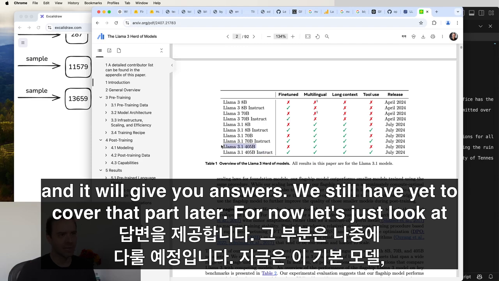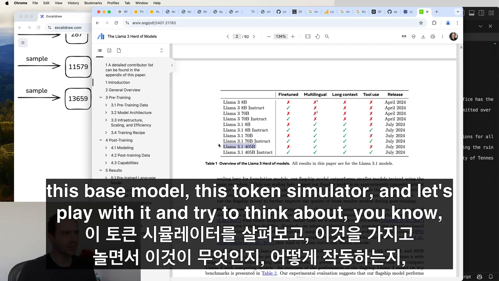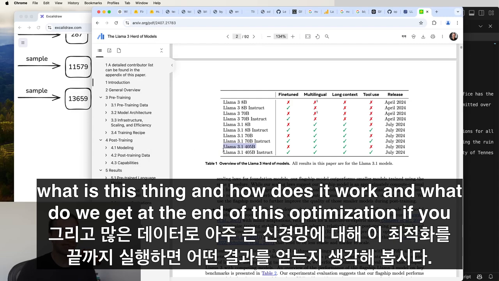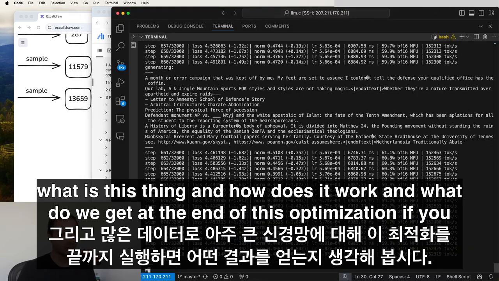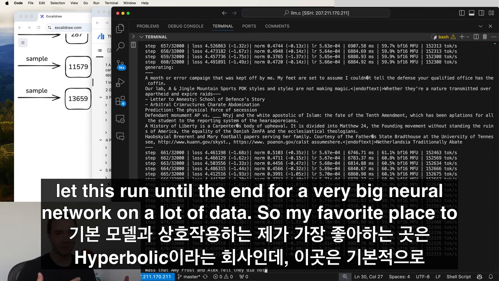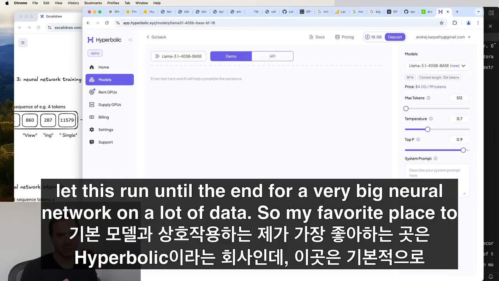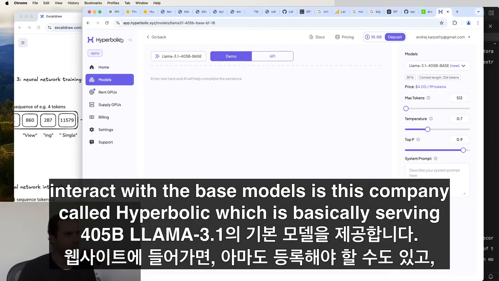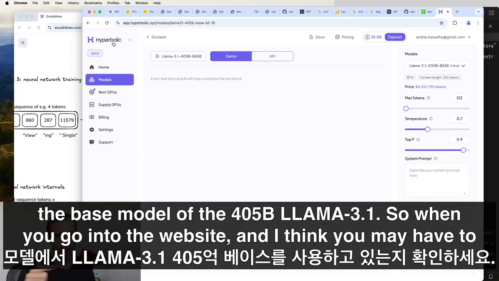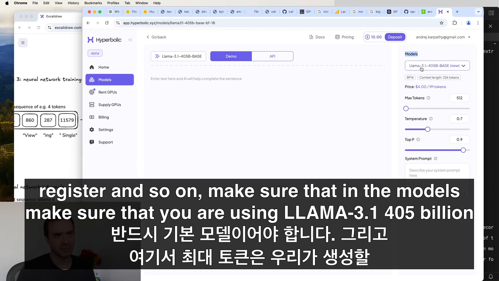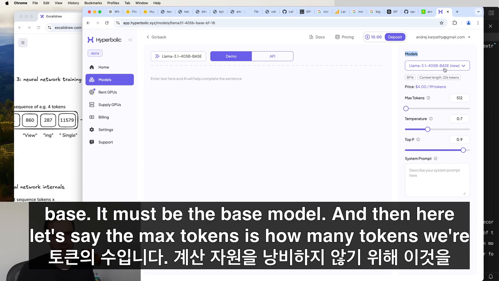For now, let's just look at this base model, this token simulator, and let's play with it and think about what this thing is, how it works, and what we get at the end of this optimization if you let it run until the end for a very big neural network on a lot of data. My favorite place to interact with the base models is a company called Hyperbolic, which is serving the base model of the 405B Llama 3.1. When you go into the website, you may have to register. Make sure that in the models, you are using Llama 3.1 405 billion base. It must be the base model.